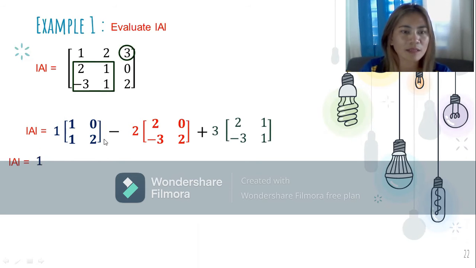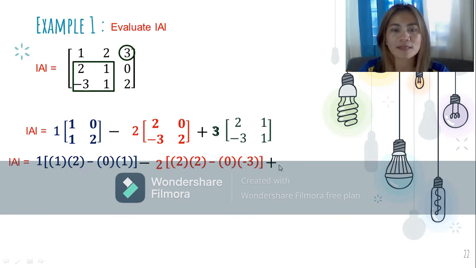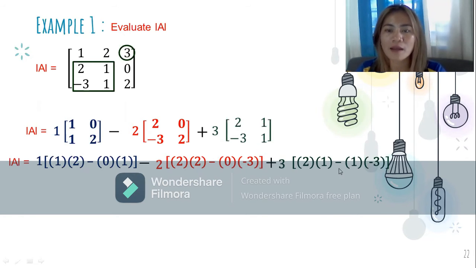So get the determinant of this matrix, using the determinant of the 2 by 2 matrix, diba? So 1 times the quantity of 2 times 2 minus 0 times 1, minus 2 times the quantity of 2 times 2 minus 0 times negative 3, plus 3 times the quantity of 2 times 1 minus 1 times negative 3. Okay.